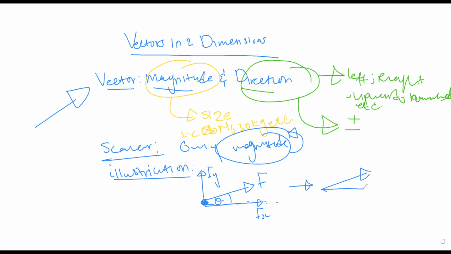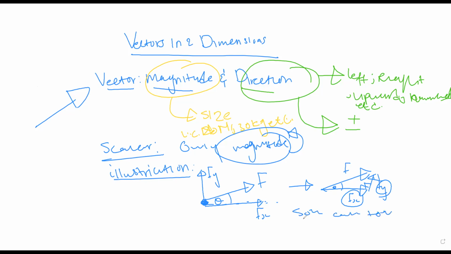A right-angled triangle like this with a force like this can be about Fy. Here's 90 degrees. Here's Fx. Here's theta. Here's the bigger F. For you to find Fy, which is your component, and Fx, which is your component, you have to use something called SOHCAHTOA.